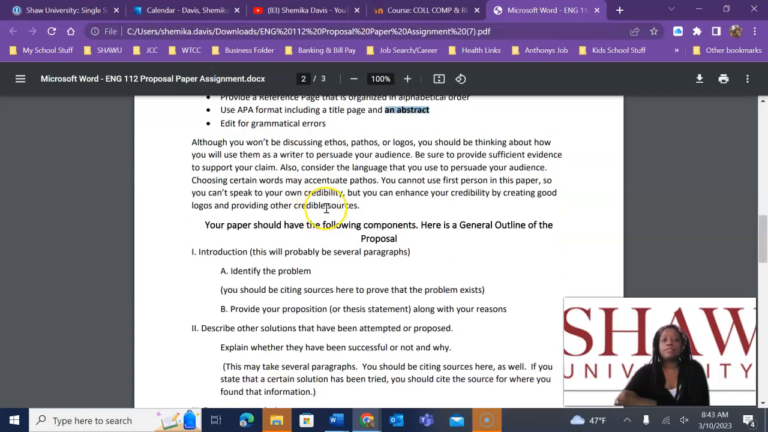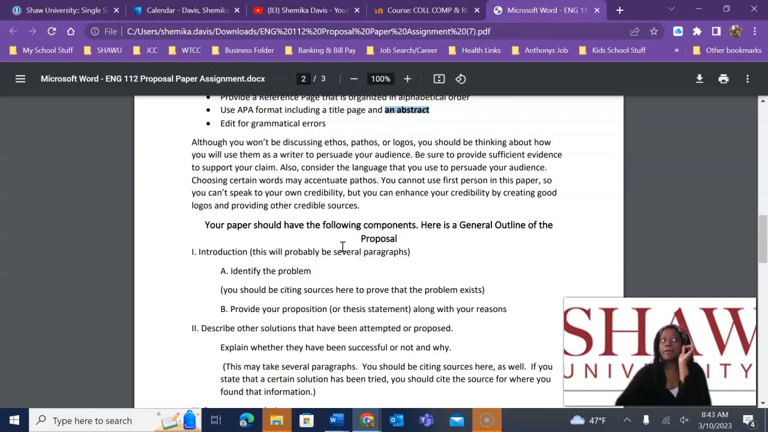Now, here is the great part. You are not discussing ethos, pathos, logos, but you should be thinking about how you can use those elements that we have learned to persuade your audience, right? That is why we build on these different principles, okay? You have to be able to provide a lot of evidence to help support your claim. You are using all these different things to help persuade your audience, okay?